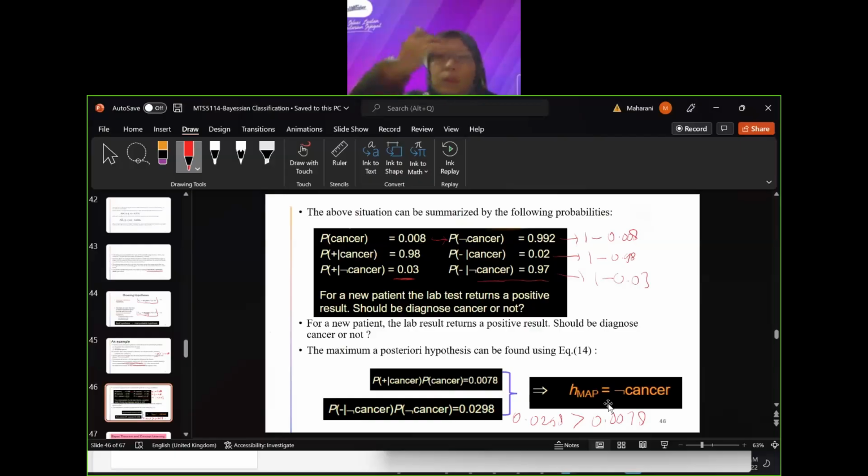Maybe you will ask me how to compute this one. You look again at equations 14 and 15 and Bayes theorem. Please refer to equations 14 and 15. I already explained before, right? Then you get this one.